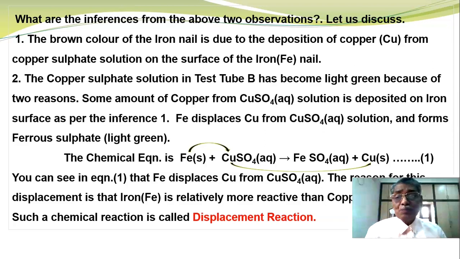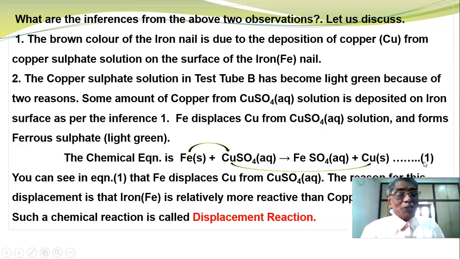light green in color. The chemical equation is: Fe, that is the iron nail, reacts with CuSO4 aqueous, then forms FeSO4 aqueous and Cu, copper metal. See here, Fe is displacing copper from its solution. Fe is taking the place of copper and throwing away copper, and copper is displaced and it becomes separate. So that is in the form of copper deposit on the iron nail. And FeSO4 solution, that is how it has become light green.